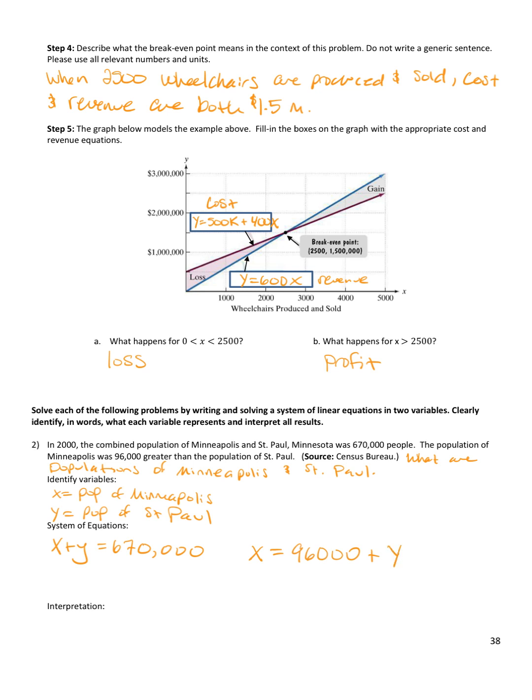And then I can solve this system of equations. I'm going to use substitution because I already have x solved for. So I'm going to take this 96,000 plus y and put it here for x. So I have 96,000 plus y plus y equals 670,000.